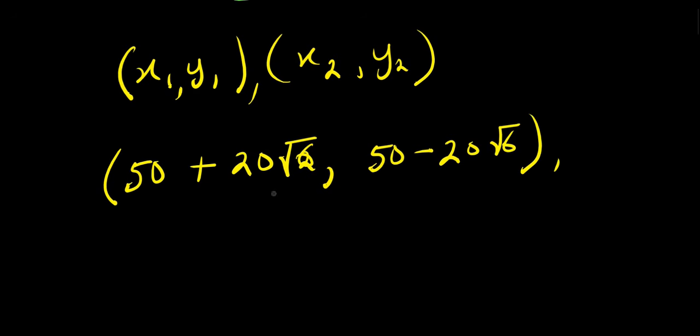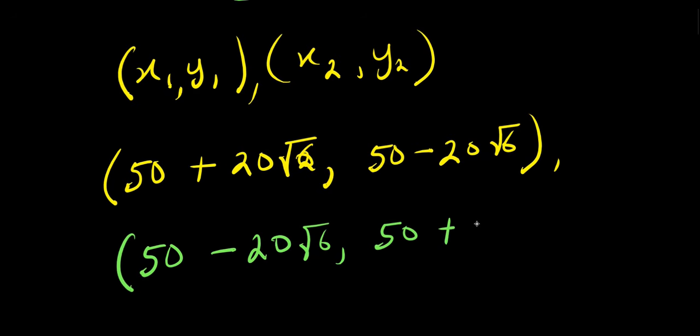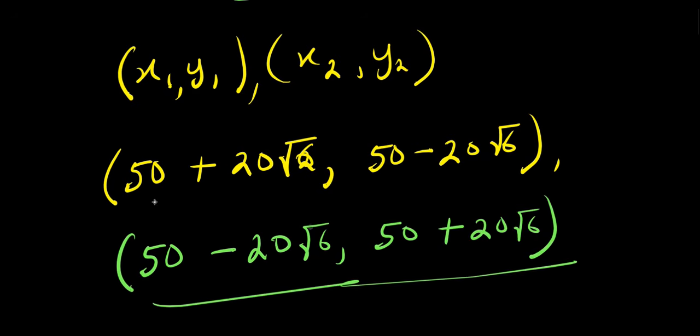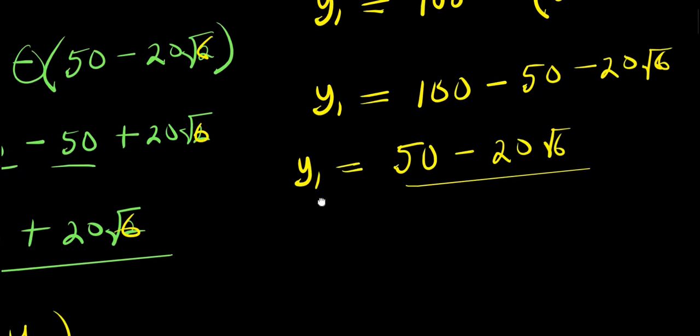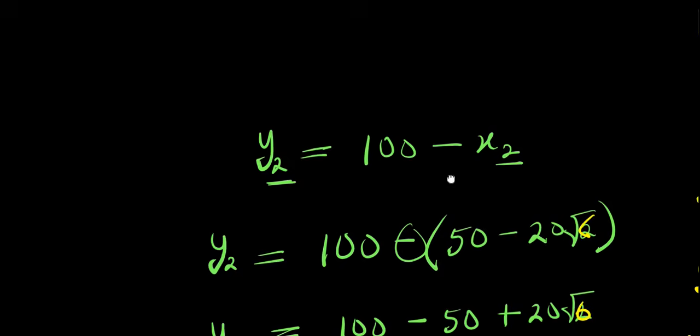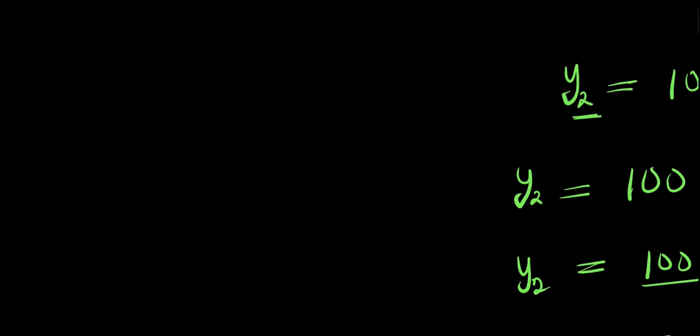And also our x2, which is 50 minus 20 root 6. Now our y2 is 50 plus 20 root 6. So this is our solution. This is how you represent it. You can as well verify using any equation.